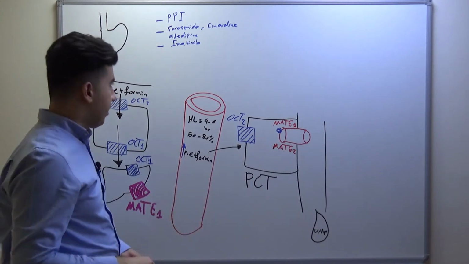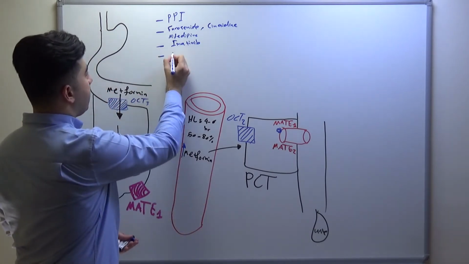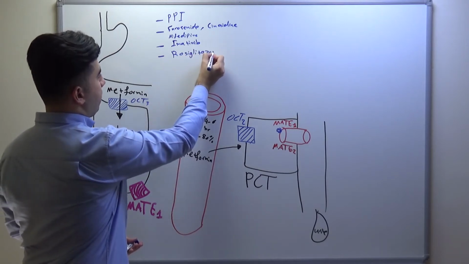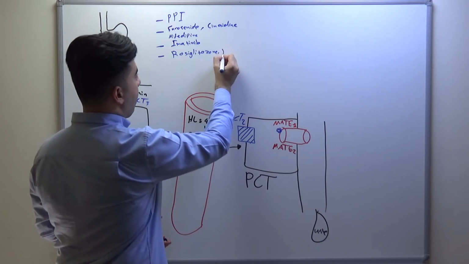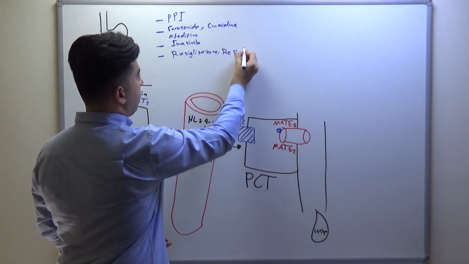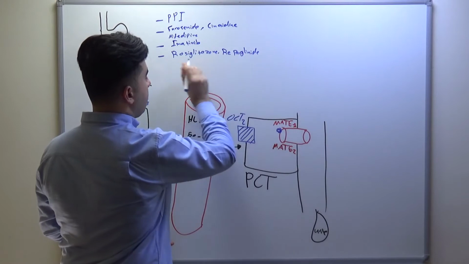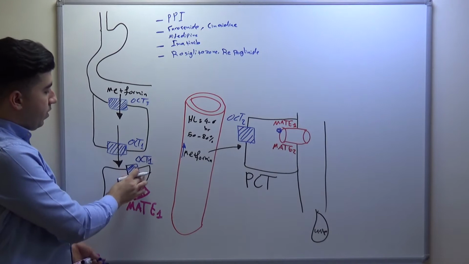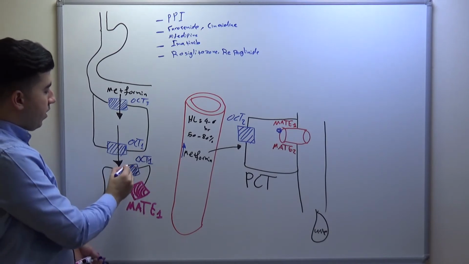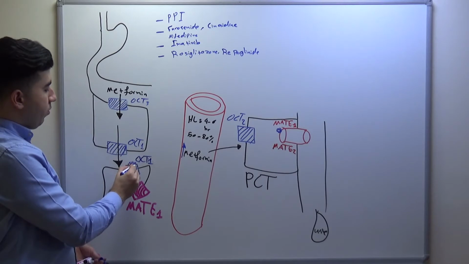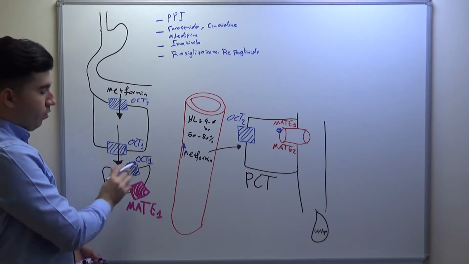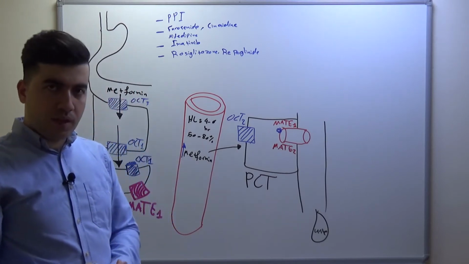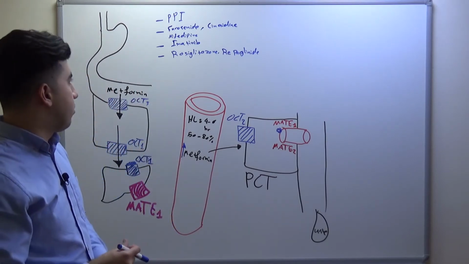And some antidiabetic drugs, for example, rosiglitazone, also repaglinide. Rosiglitazone and repaglinide are able to compete with metformin at OCT1, and this transporter will be less permeable to what? To metformin. So metformin uptake into the liver will be reduced, and metformin efficacy also will be reduced. Okay.